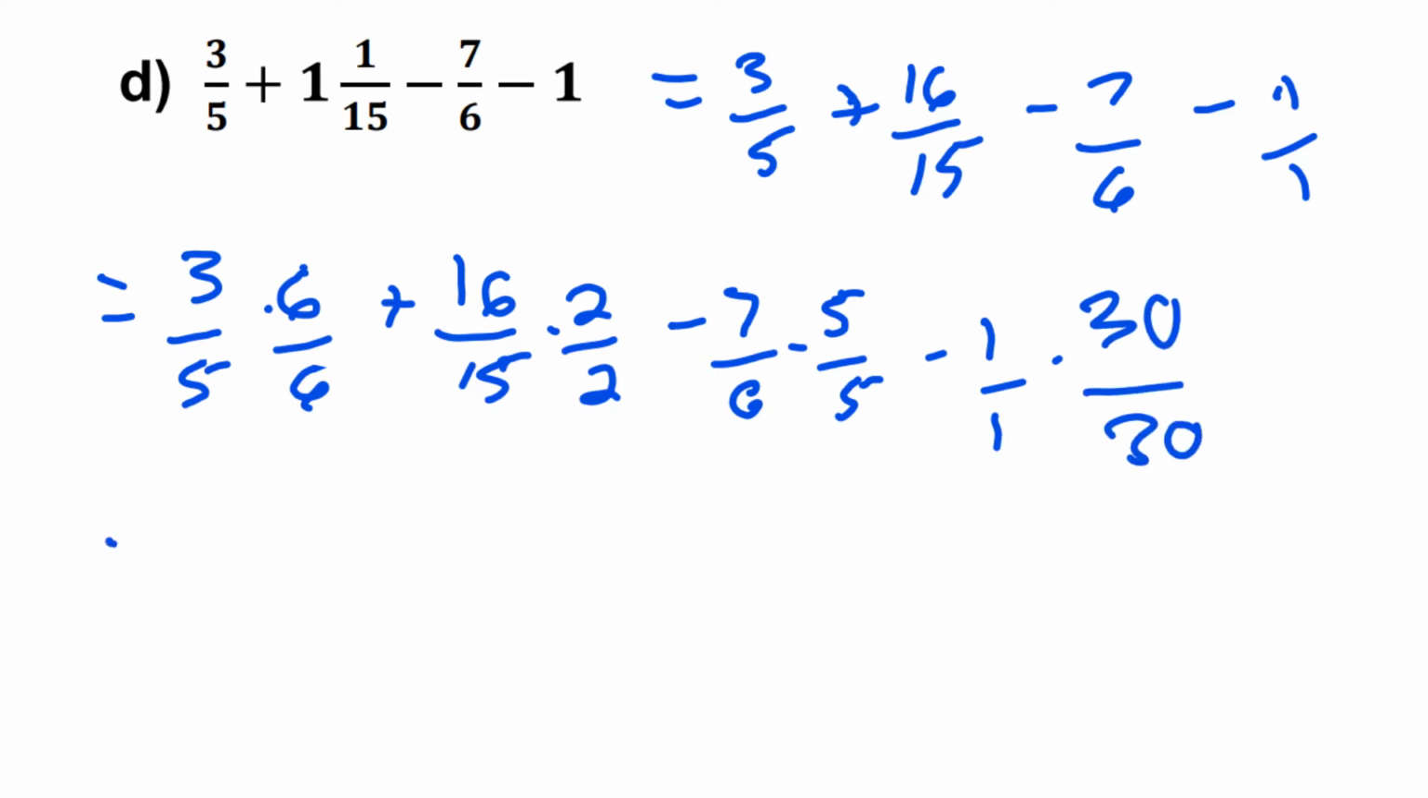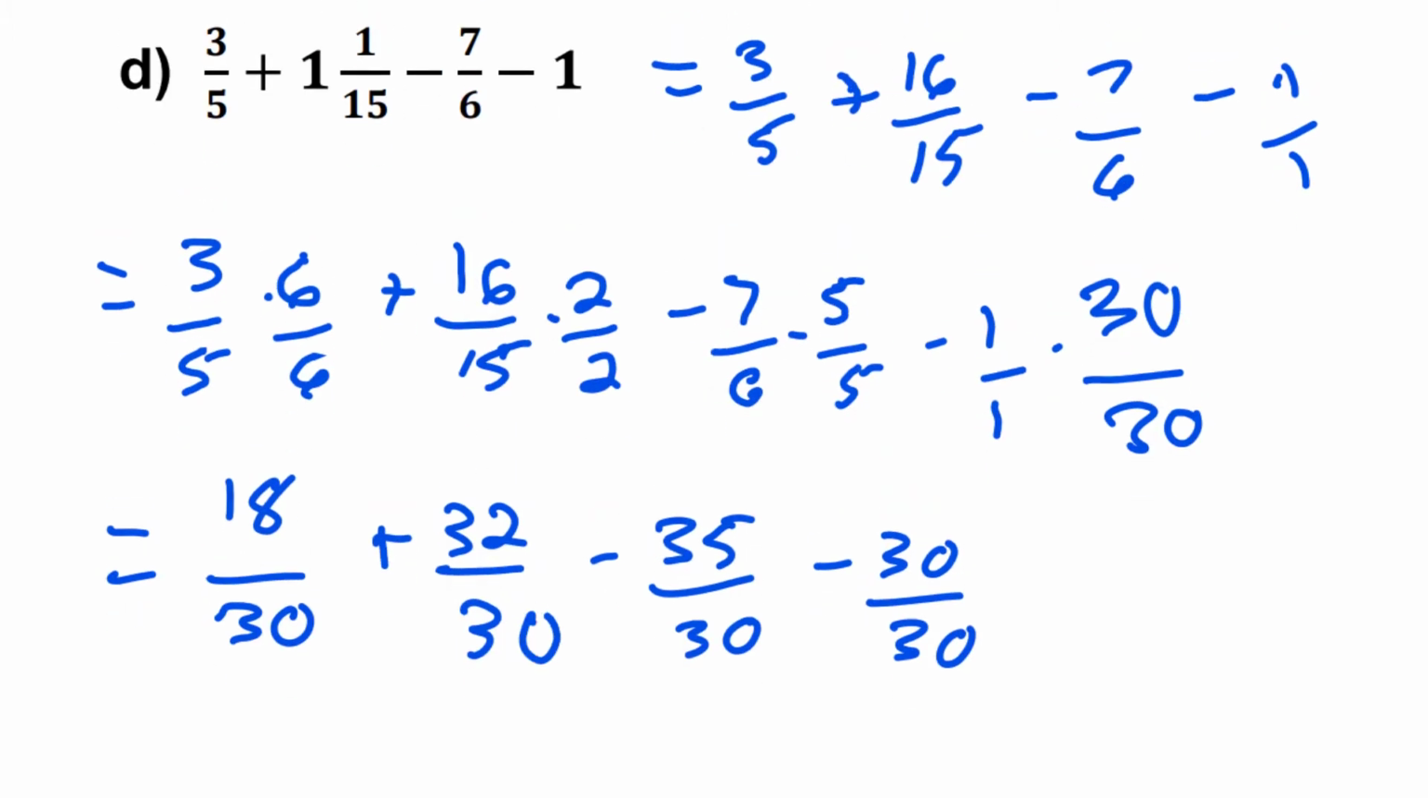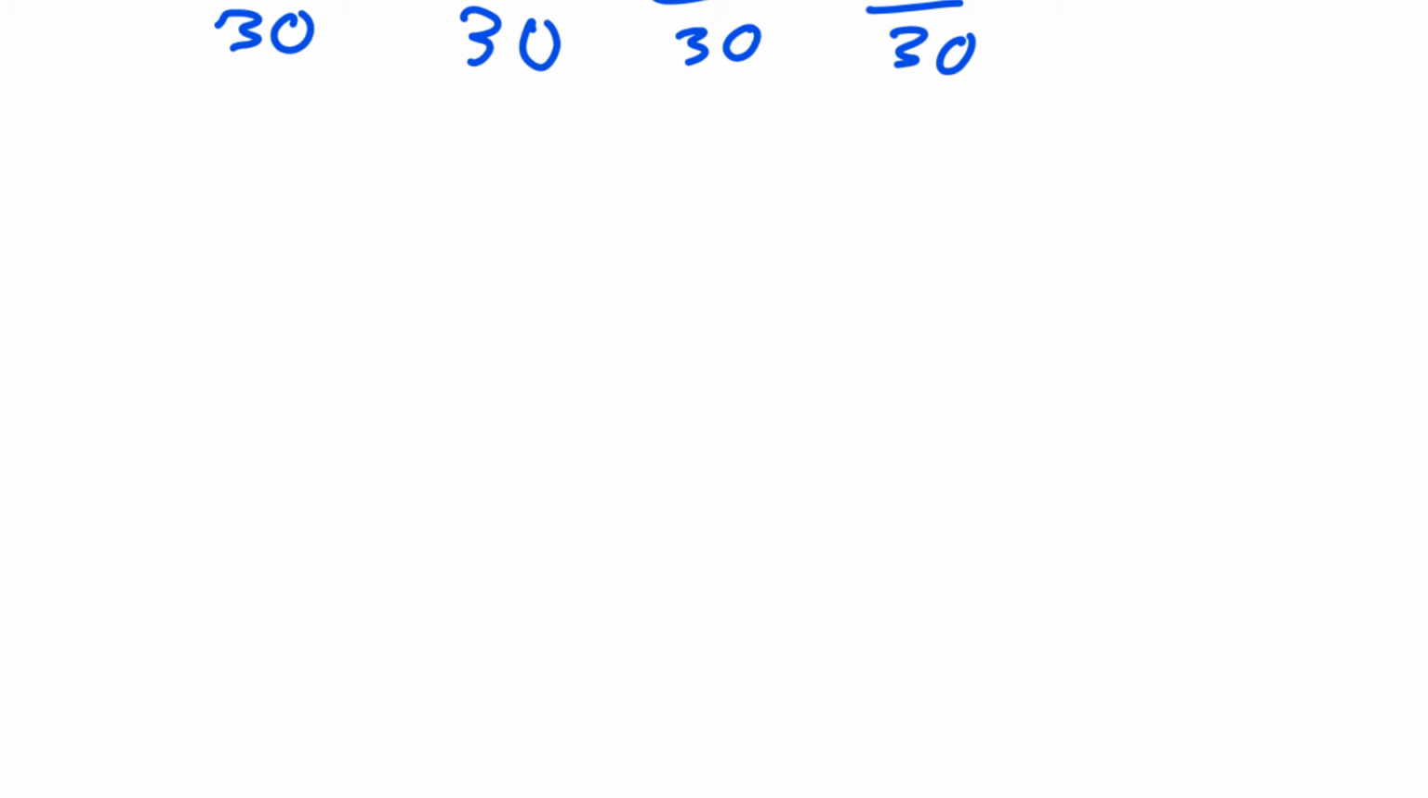So then if I just do the multiplication, I have 3 times 6 is 18 over 30, plus 32 over 30 minus 35 over 30, and then minus 30 over 30. Oh, I wrote 32 over 32. I wrote all the fractions separately, but I could have gone ahead and put them all over 30 right away.